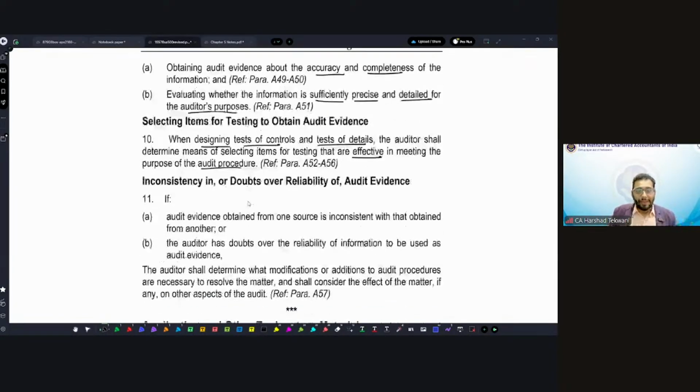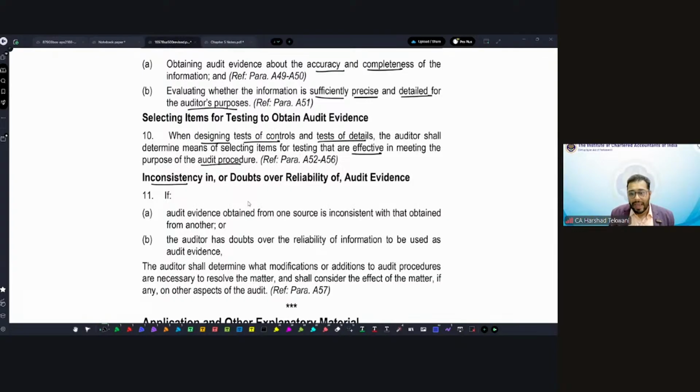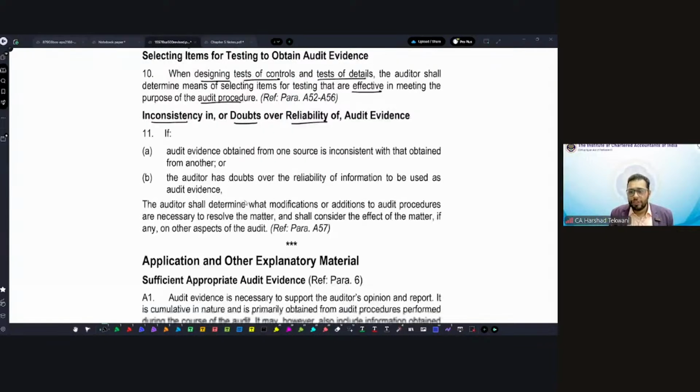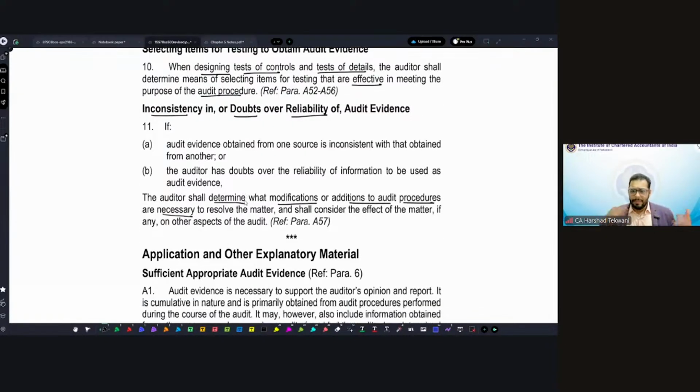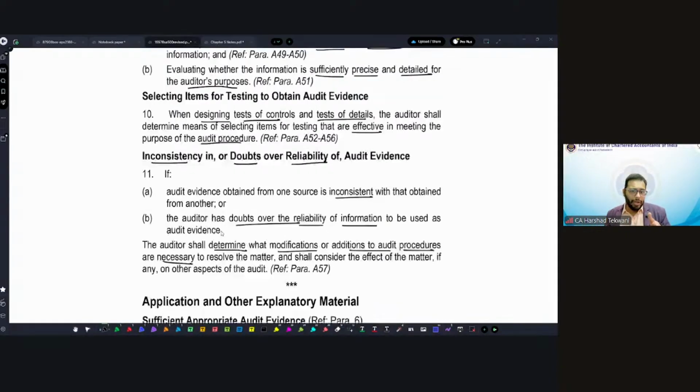And in case of inconsistency or doubt over reliability, determine what modifications or additions to the audit procedures are necessary. For example, see which is the more reliable one. If you have a doubt over the reliability of the information, then see which is more reliable. If there is an inconsistency, then think why there is an inconsistency, and what additional audit procedures you need to perform to resolve that. So that is your essay 500.